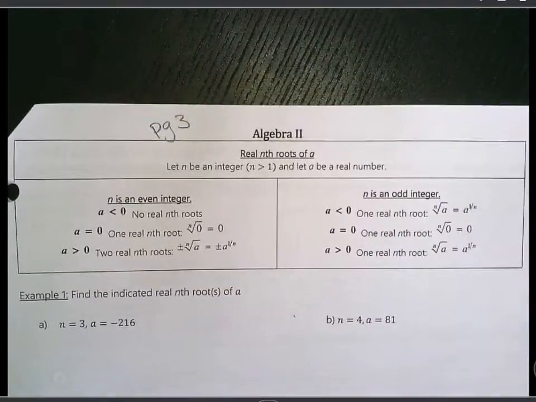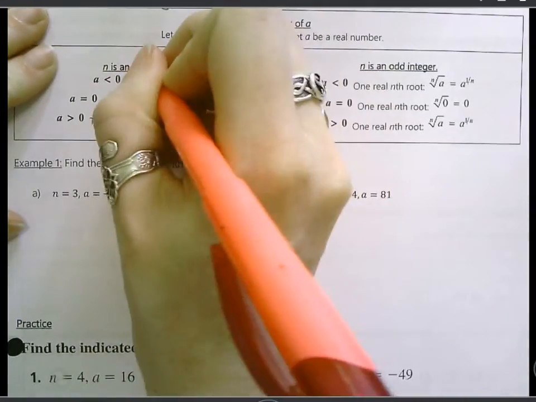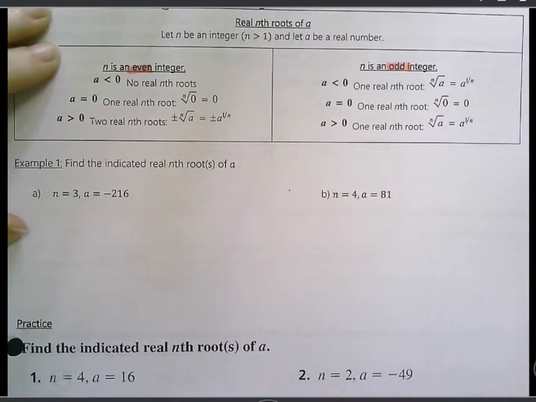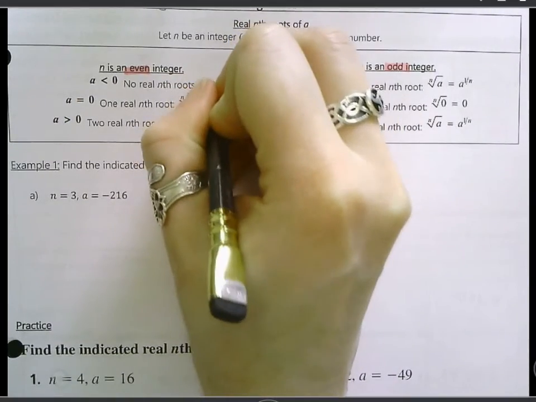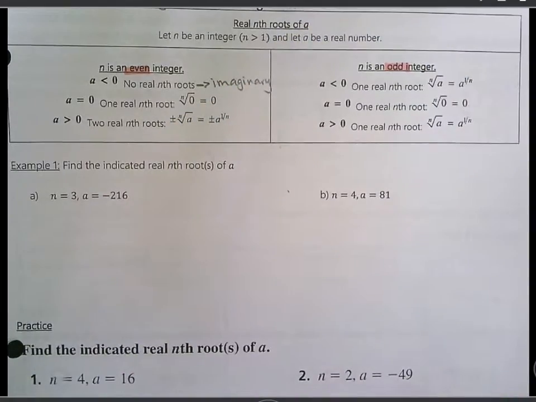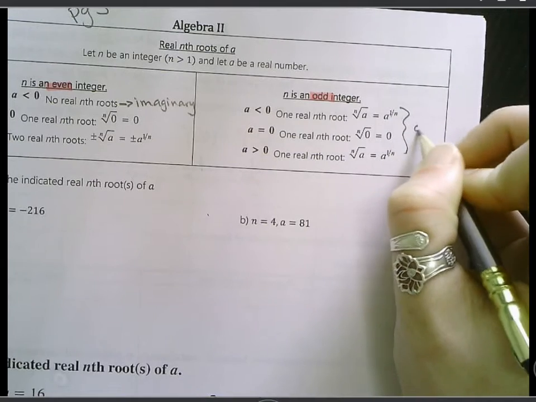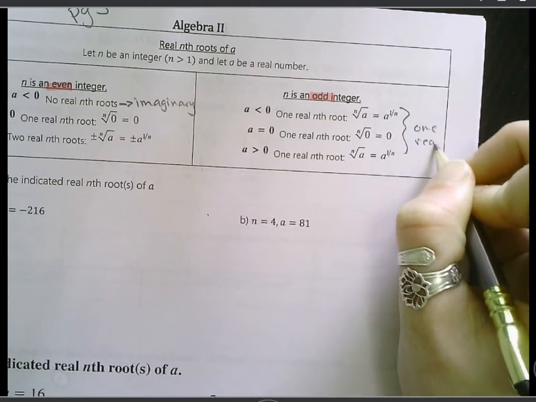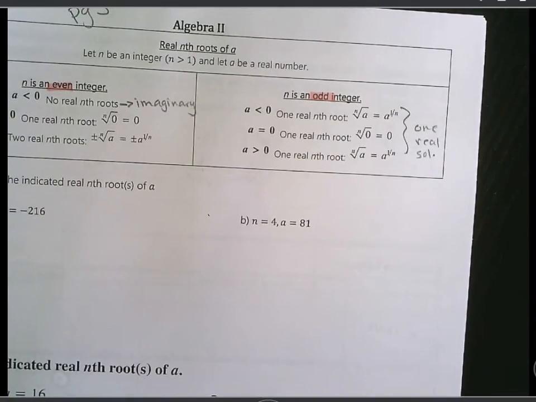Now, on the next page, we have some rules that we're introducing here. When I have an nth root of a, my n can either be an even or an odd number. When it's even, we have the potential for some imaginary solutions. When they're odd, though, they will always have one real solution. They will never have any imaginary ones.